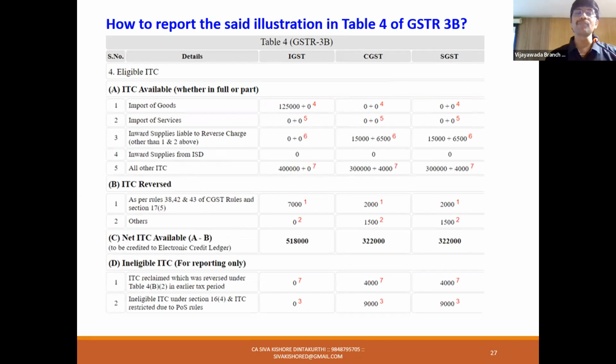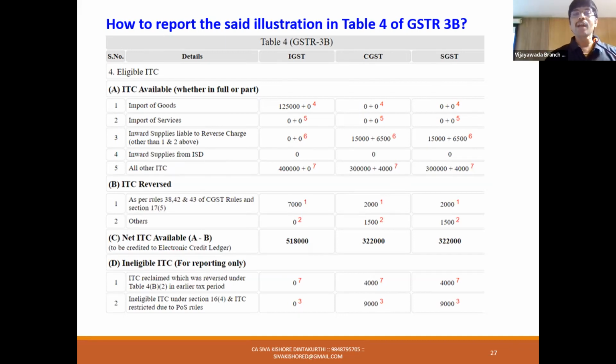And the ineligible ITC, which you have mentioned as part of 4D1, is nothing but borrowal from the earlier reversals, which were made as part of temporary reversal. Now you have satisfied the conditions of ITC eligibility, you have borrowed it, you have mentioned it only for statistical purposes, and it doesn't have any impact on the ITC entitlement. It will not travel to the electronic credit ledger. It will only be for statistical purposes.